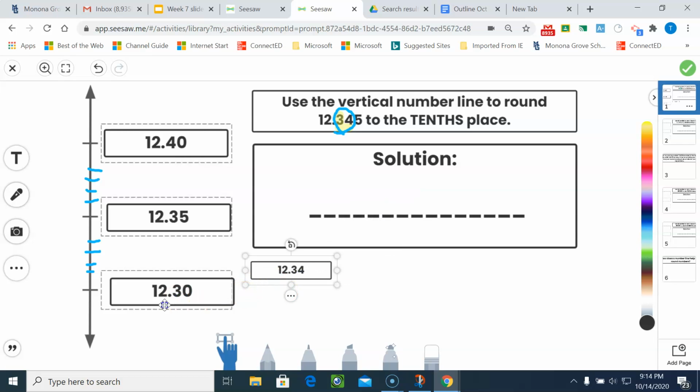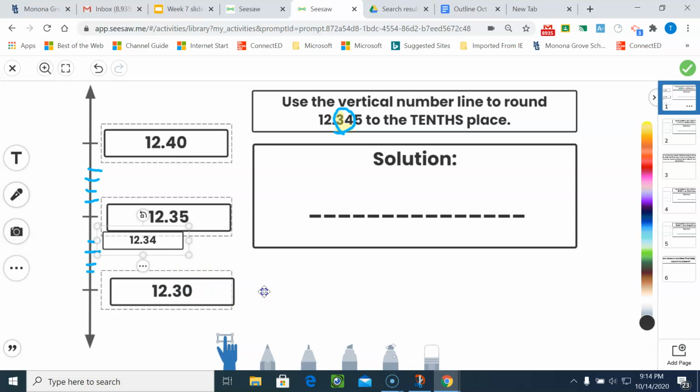So here's 12 and 3/10 or 12 and 30/100. Here's 30. This would be 31. Here's 32. Here's 33. Here's 34. So this is where our number would be. Now, is this closer to 12 and 3/10 or 30/100, or would it be closer to 12 and 4/10 or 40/100? Well, it's almost at the halfway point, but not quite. This would actually be rounded back to 12 and 3/10.